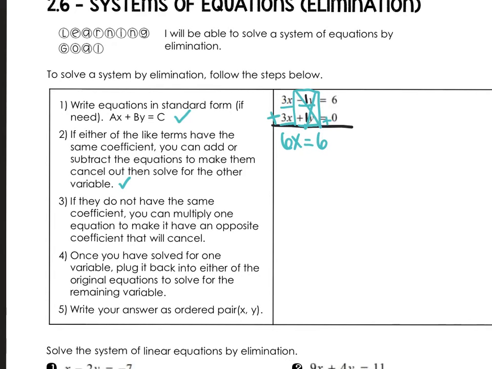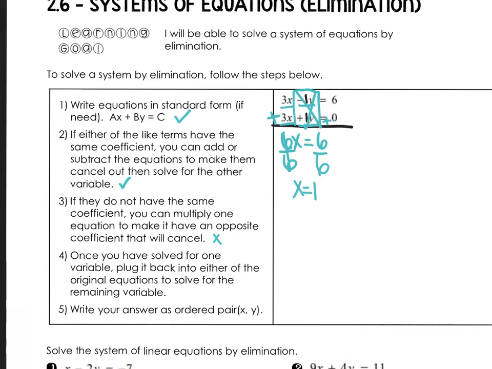Step 3 says if they do not have the same coefficient, we can multiply one equation to make it have an opposite that will cancel. This one I didn't need to do that, so we might get to one of those in a second. Step 4, we're going to finish solving for this variable here. I'm going to divide 6x by 6, and that gives me x equals 1.